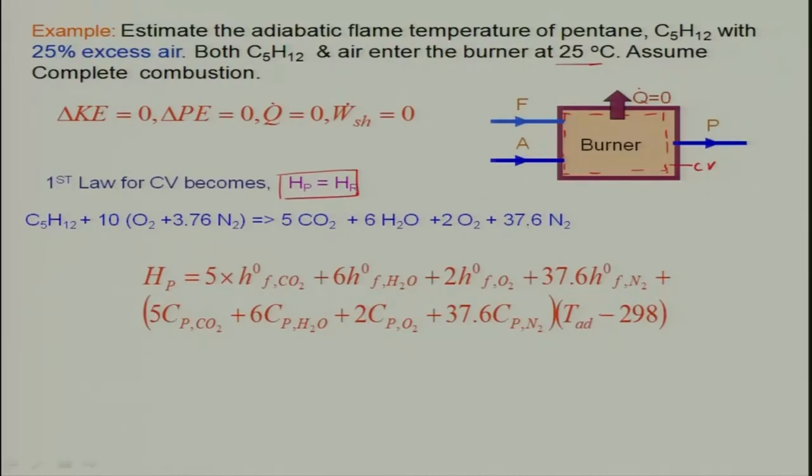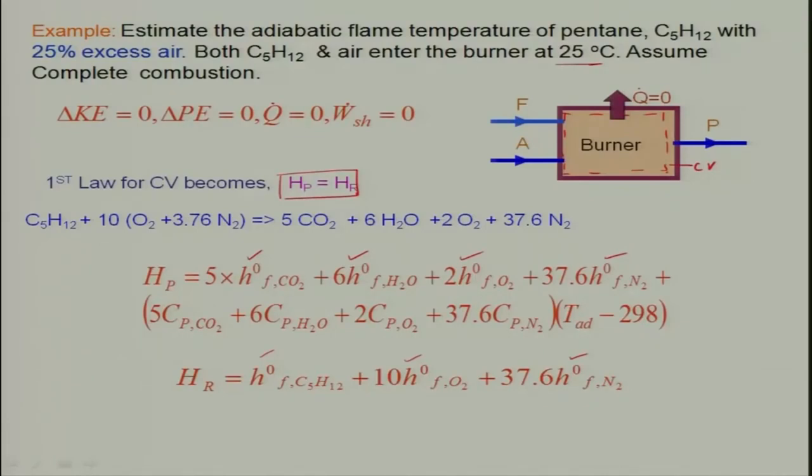Now, in this, interestingly, these are all known. You can find out these values from the table. The total enthalpy of the reactant is basically the summation of the heat of formation of all the participating species: 1 mole of pentane, 10 moles of oxygen and 37 moles of nitrogen. You will have to substitute these values from the table. That means all are known, you will just have to calculate.